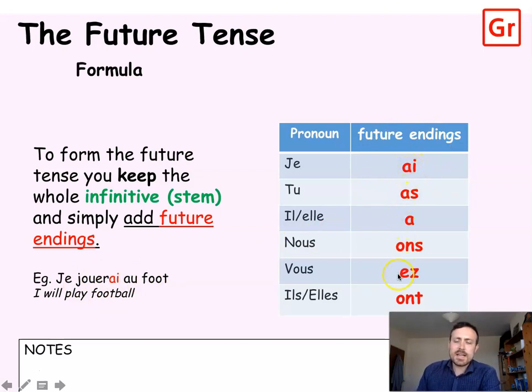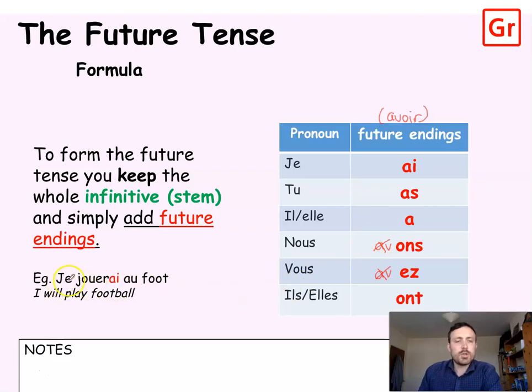A-I, A-S, A, O-N-S, E-Z, O-N-T. And what you might notice is these endings are very familiar because they're almost the exact conjugations of the verb avoir. So this is a way of remembering the future tense uses avoir as the endings pretty much. The only main difference here is that the verb avoir usually has avons and avez, and we actually don't use them for the endings.